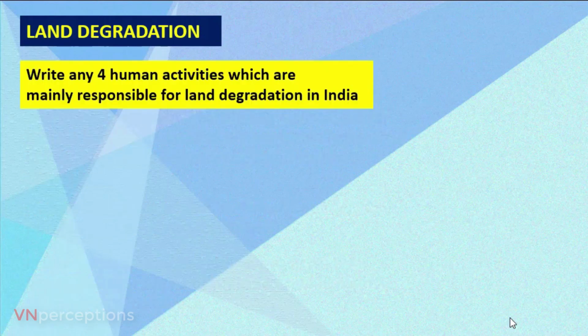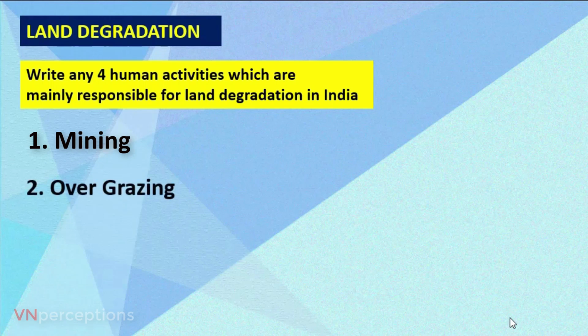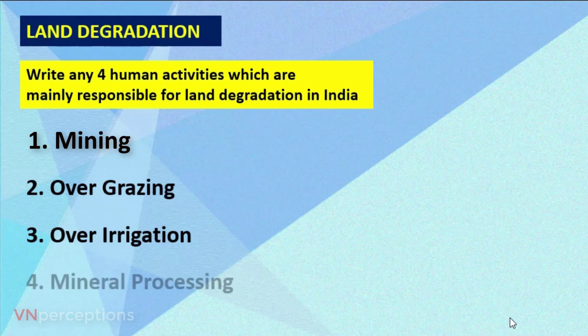Now the question that is asked is, write any 4 human activities which are mainly responsible for land degradation in India. The first reason is mining, and you know the reasons, what all happens. Second one is overgrazing. Third is over irrigation. And fourth one is mineral processing. Now these are the four main reasons and you should know to elaborate it.